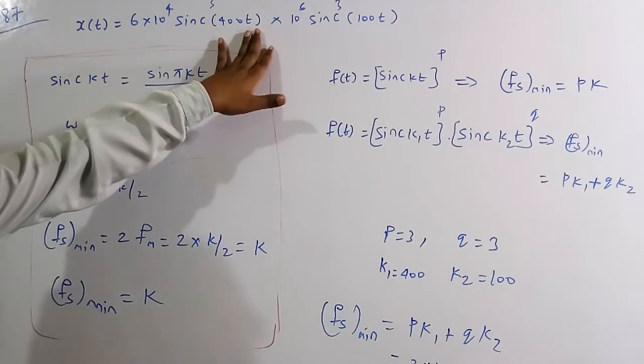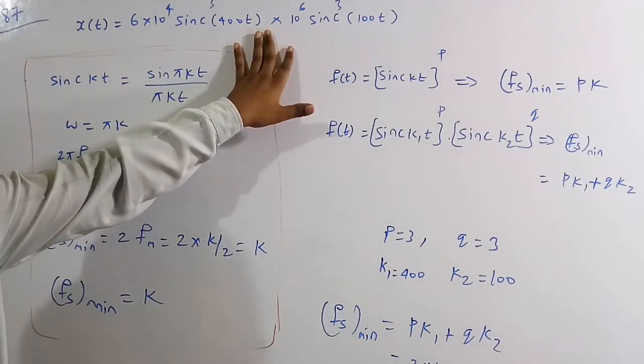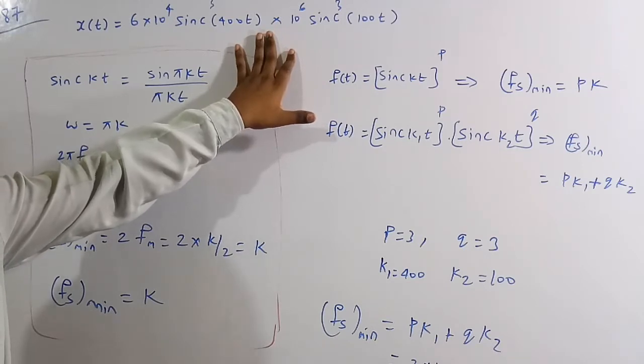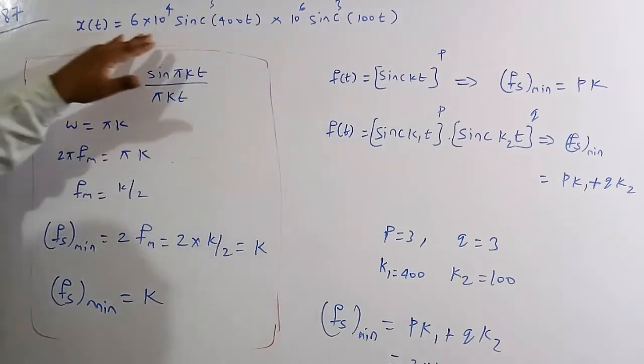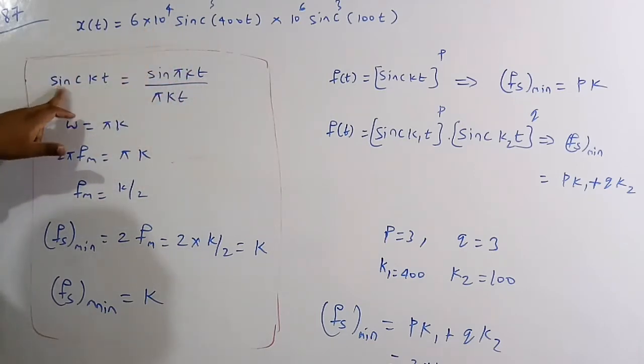So this is the signal given in the question. For this we need to find the minimum sampling frequency, also called the Nyquist frequency. Before I solve this numerical, let me explain a small concept here. Sinc kT.